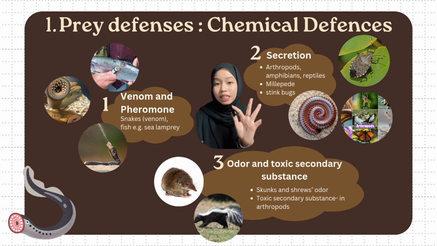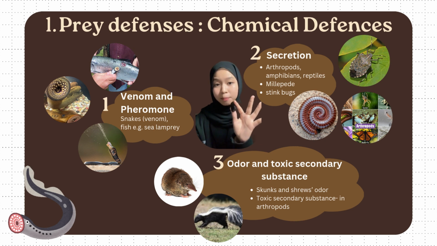The third example is based on odor and toxic substances. Animals like skunks and shrews produce secretions that smell terrible and discourage predators from approaching them. Also, many arthropods and even some caterpillars, like the monarch caterpillar, can store toxic secondary compounds from the plants they eat. For example, monarch caterpillars feed on milkweed, which contains cardiac glycosides.